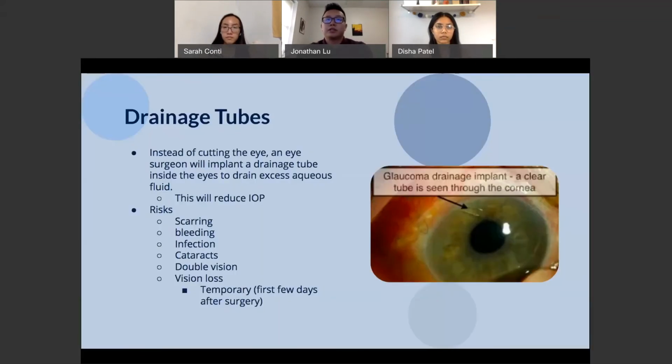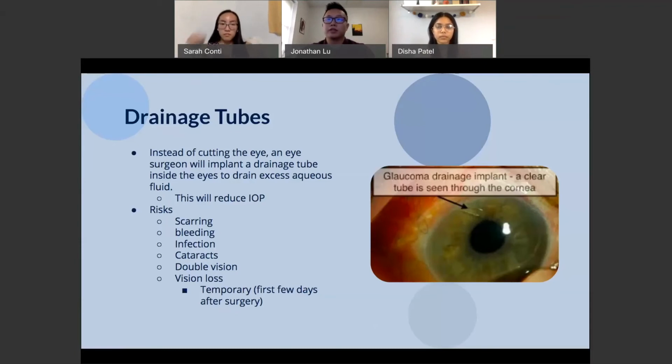Like filtration surgery, drainage implants should not be done unless the eye drop therapies do not work. Many patients still need to take eye drops after this surgery. Instead of cutting the eye, an eye surgeon will implant a drainage tube inside the eyes to drain excess aqueous fluid. This will overall reduce intraocular pressure.